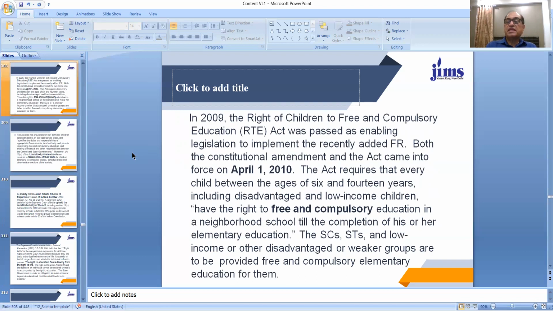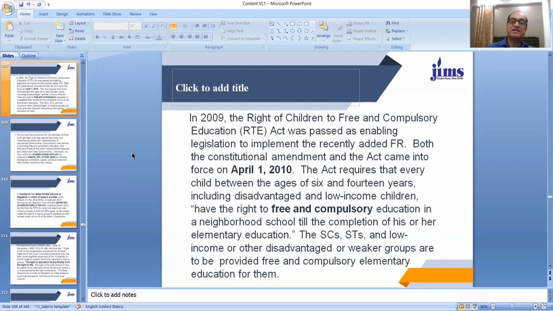Then you see in 2009, as we have discussed earlier also, the Right of Children to Free and Compulsory Education, RTE Act, was passed as enabling legislation to implement the recently added fundamental right to education. Both the constitutional amendment and this RTE Act came into force on 1st April 2010.